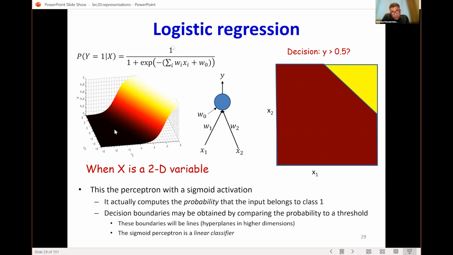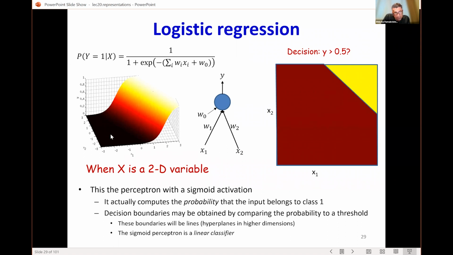And this function too is just your standard sigmoid. It's 1 over 1 plus e raised to minus the summation over all components of wi xi plus the bias w0. And this function too is going to have exactly the same kind of a posteriori probability function that we have even in the unidimensional case. Now, although this function actually is nonlinear, it represents a linear classifier.